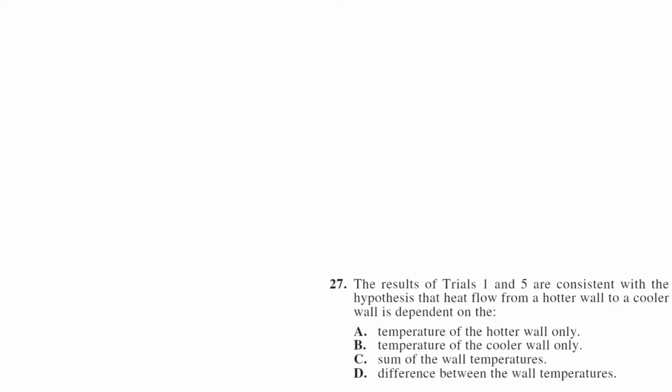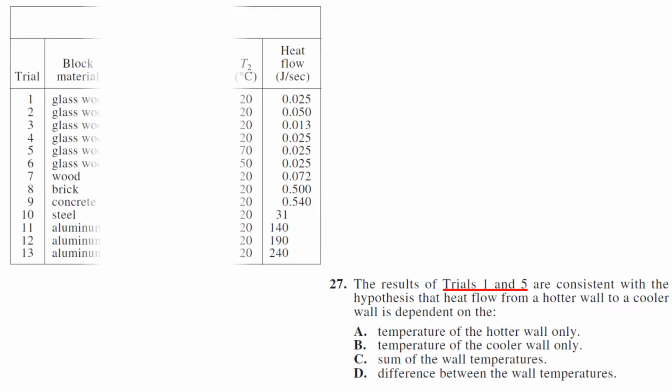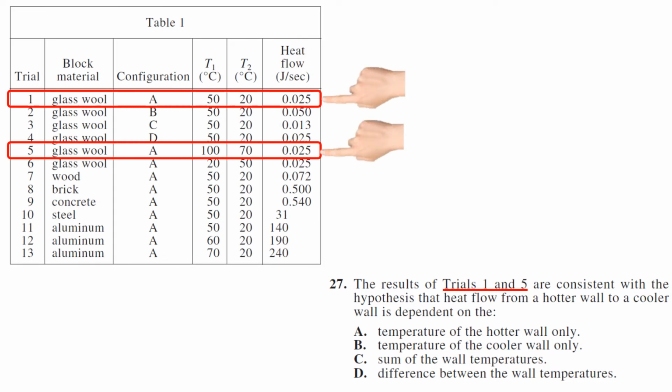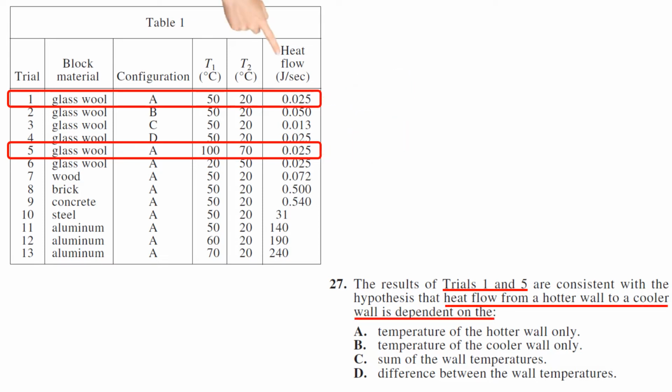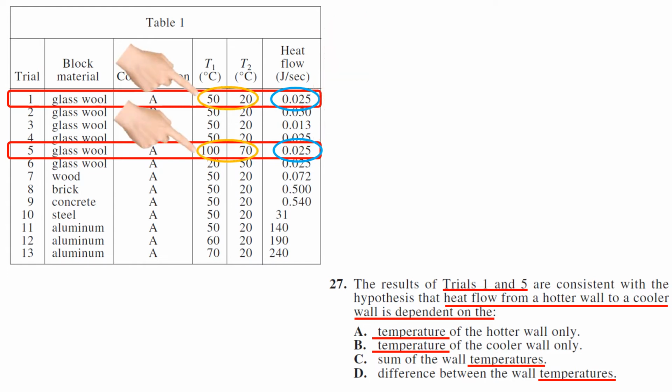Number 27, the results of trials 1 and 5, so we're looking at those two trials, are consistent with our hypothesis that heat flow from a hotter wall to a cooler wall is dependent on. So we're looking at the temperature, see how the temperature changes. We see that in the answers. And so our heat flow is the exact same in both walls. The temperature is not the same, but the heat flow is. So let's just process of elimination.